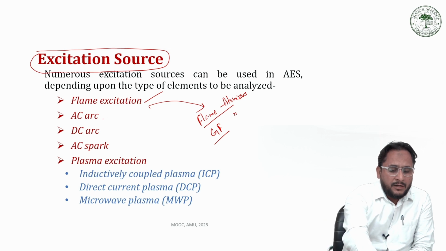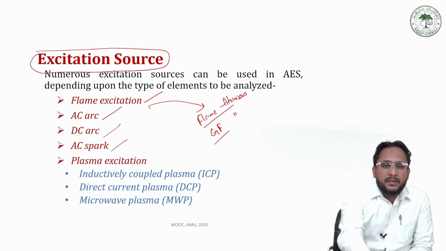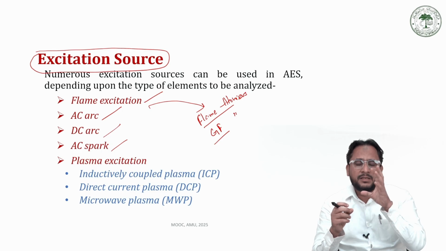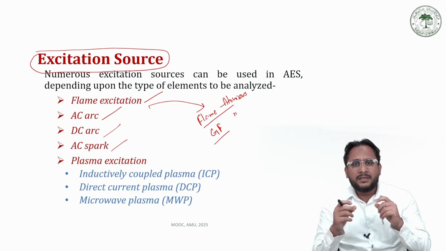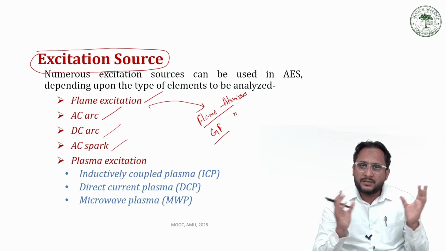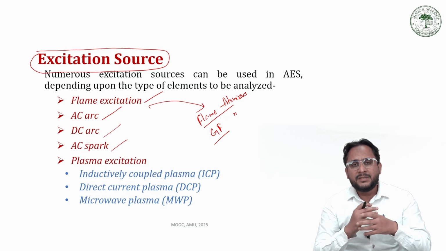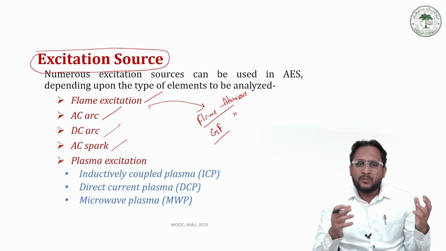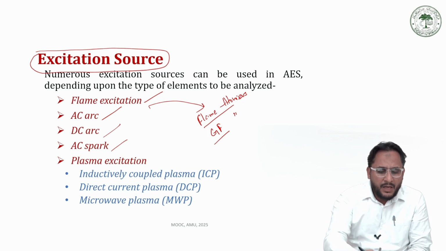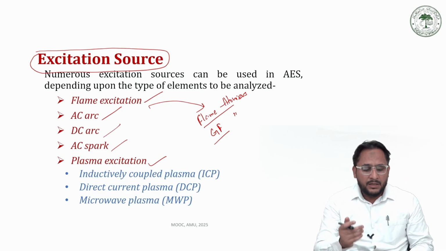We then have an alternating current arc. We also have a DC current arc, and an alternating current spark. Spark means it is created just for a few microseconds. It is created momentarily and immediately extinguishes, but in that moment it creates so much energy that the sample completely undergoes excitation, desolvation, dissociation, everything. And then we have plasma excitation sources, which are further divided into three different types.